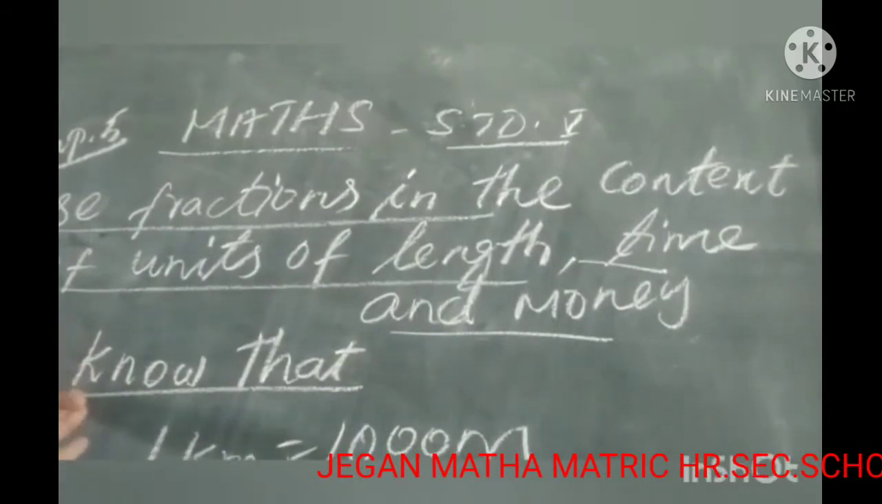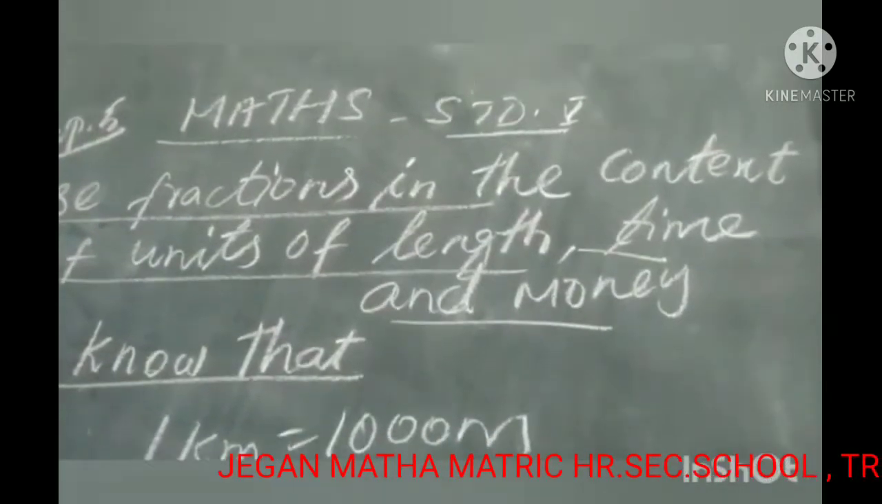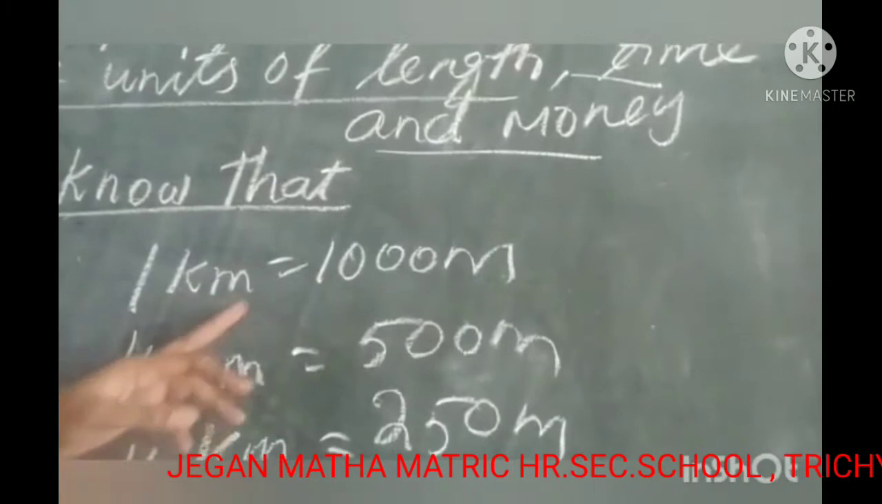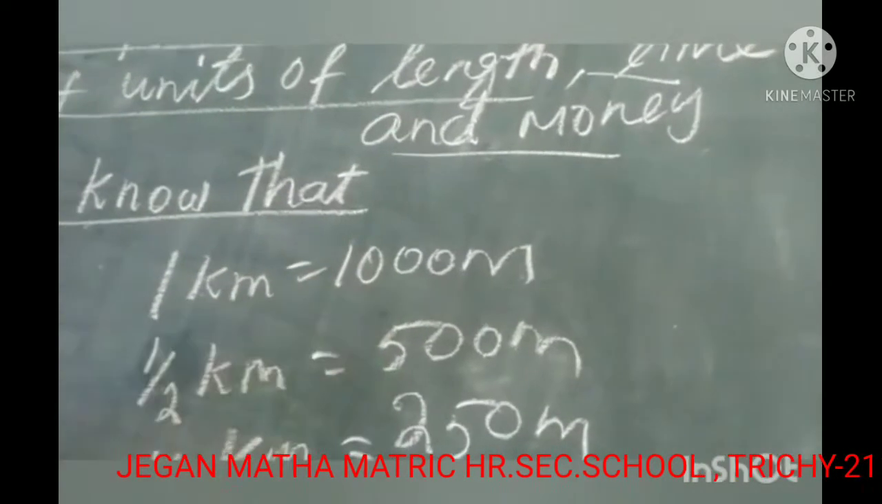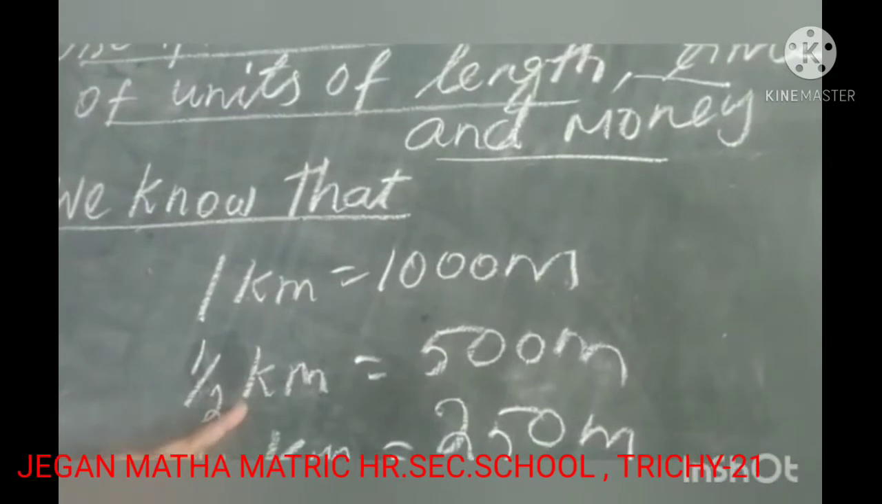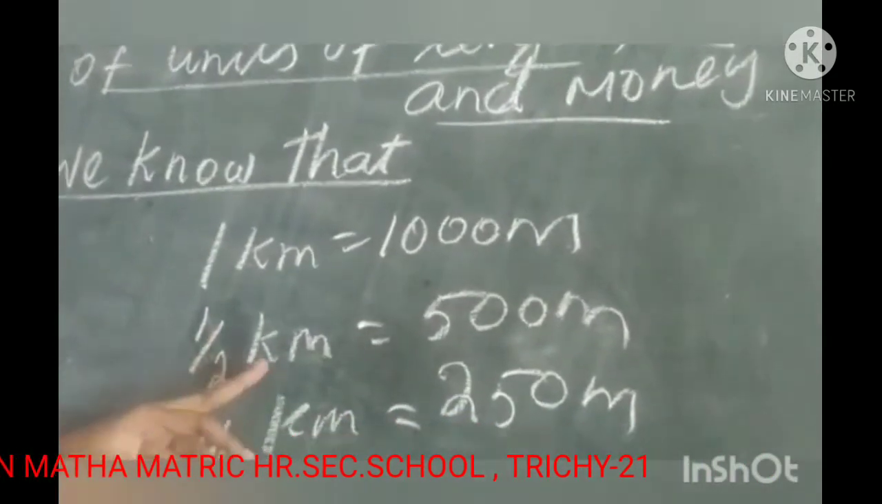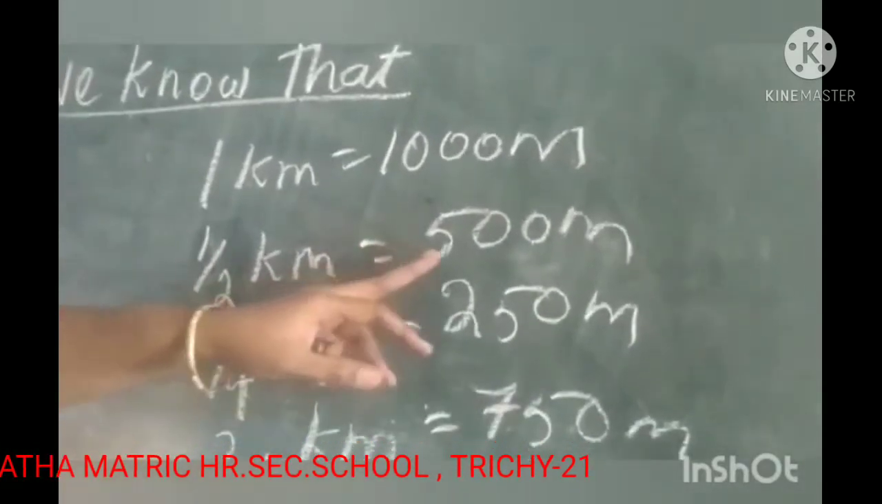Now we already know the units. First one is 1 kilometer equal to 1000 meters. Then 500 meters means half kilometer, 1 by 2. Here we are using fractions. 1 by 2 kilometer equal to 500 meters.